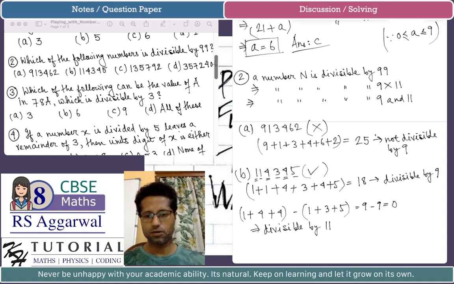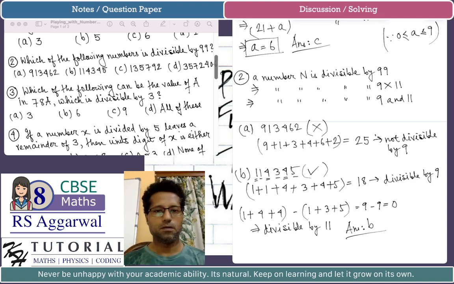So the correct choice, since all the problems are MCQ, only one choice is correct. So we need not check the choices C and D. So the correct choice is B.